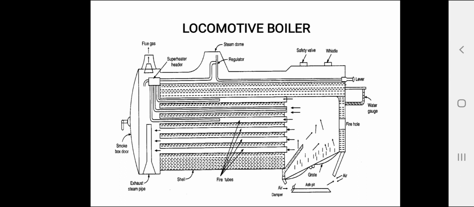It is free from brickwork, especially foundation and chimneys. So this reduces the cost of installation. It is very compact, so it is used in railways and road rollers. The locomotive boiler is also used in agricultural fields, sawmill plants and stationary power services where portability is desired. In such cases, locomotive boilers are used.